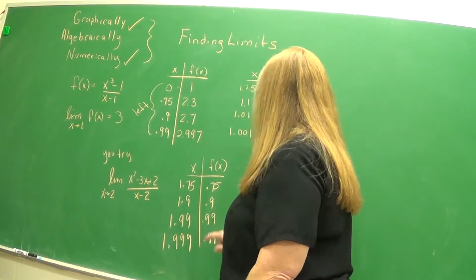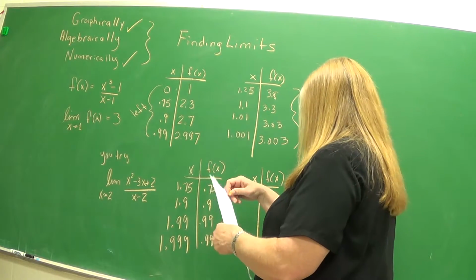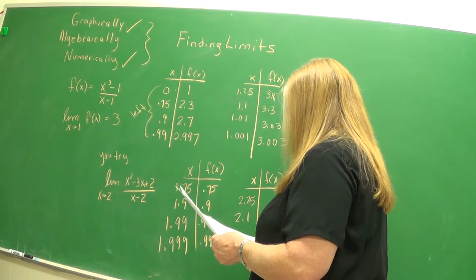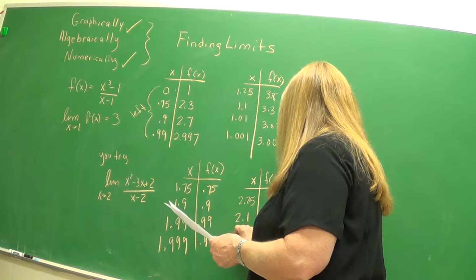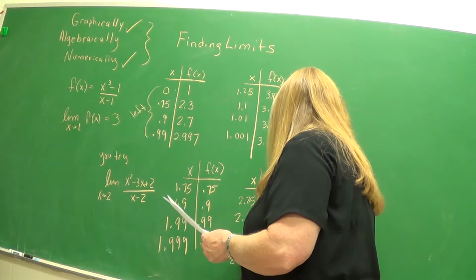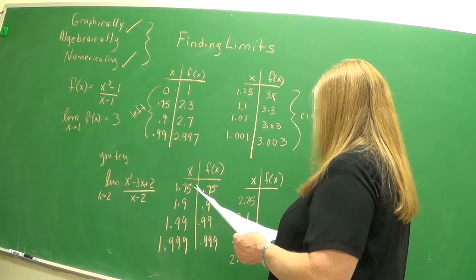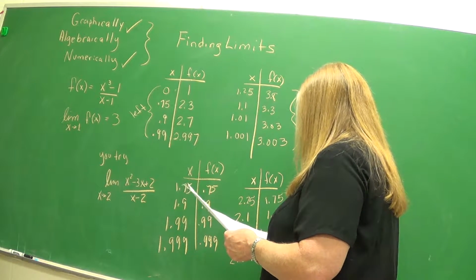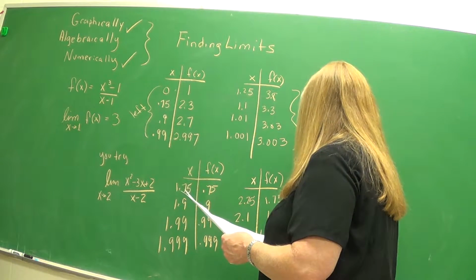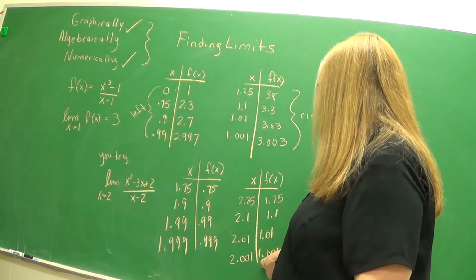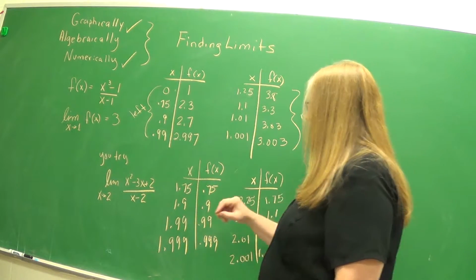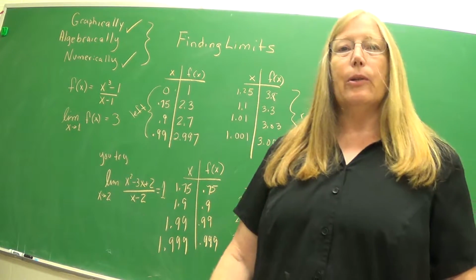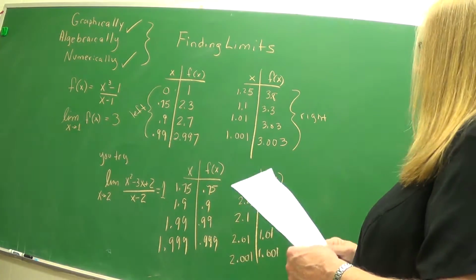On this side, from the right, I came in 2.25, 2.1, 2.01, 2.001. And as I did that, it's also getting closer to 1 from the left and the right, so therefore the limit does exist and it is 1. So make sure that you check from both sides when you're doing it numerically.